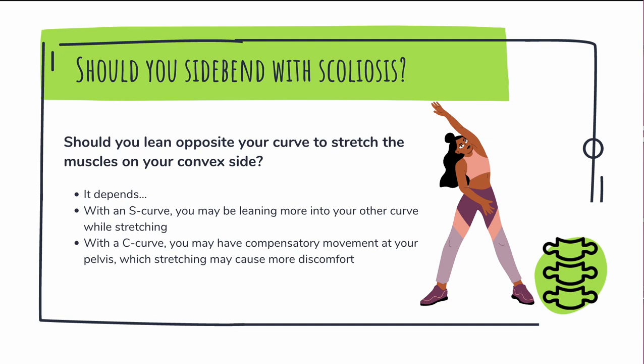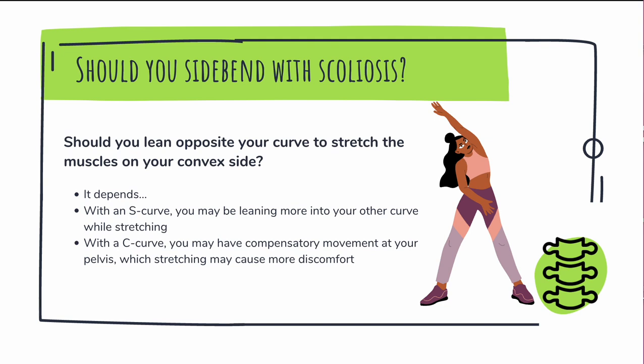If you have, let's say, an S curve where you have a thoracic curve as well, when you start leaning over to the left, you may be leaning more into that curve. So it is important to pay attention to how you are stretching, considering your other curve as well. And that's why at the beginning of this course, we went into a lot of detail as to finding our individual curves, because this has an implication here for how you stretch.